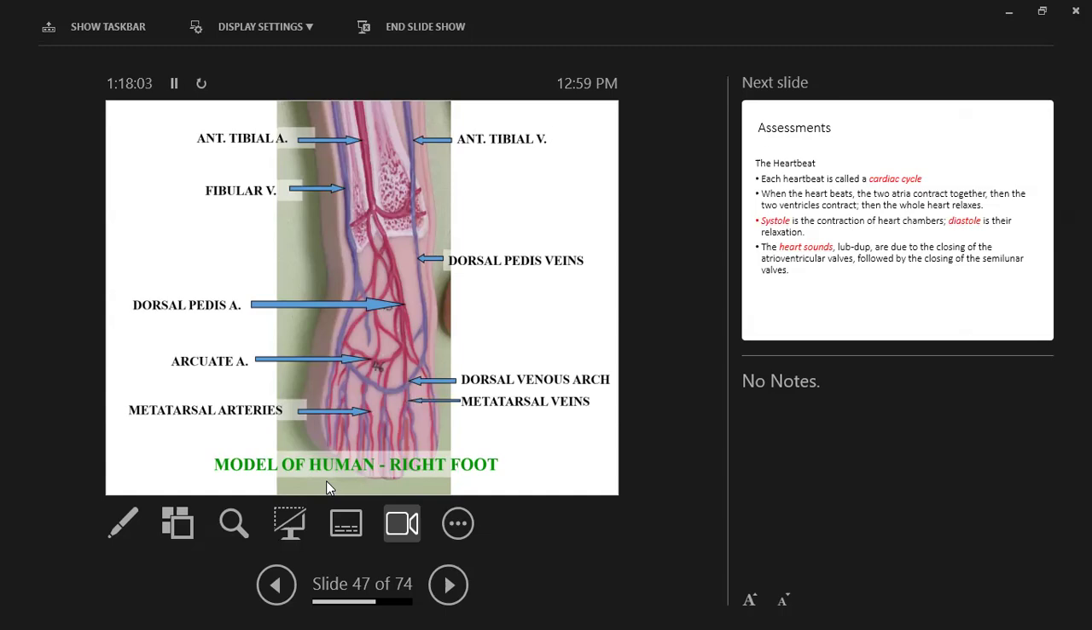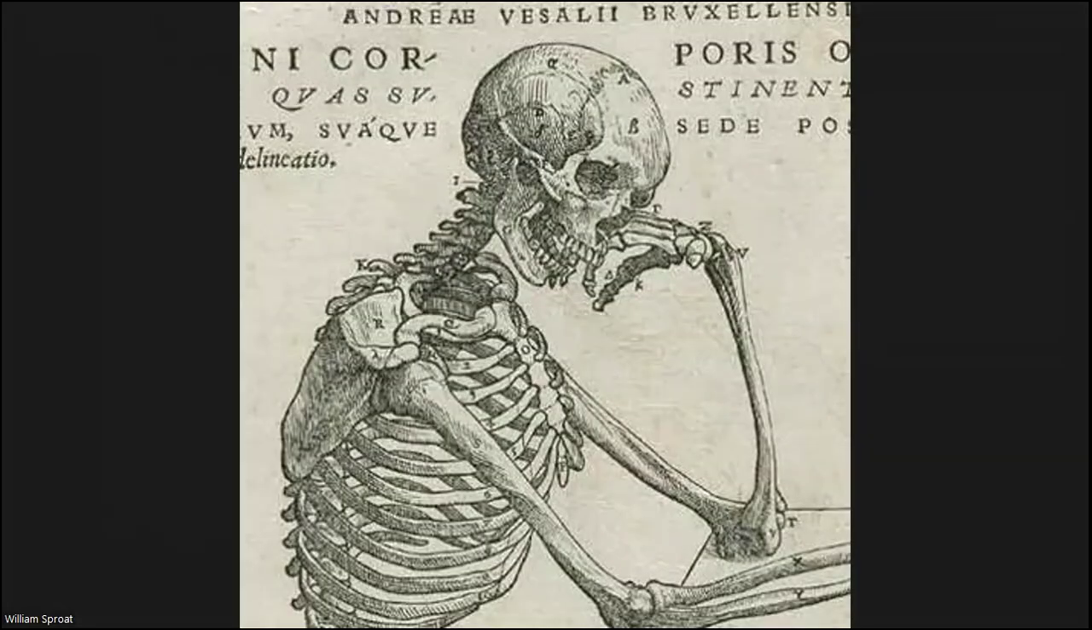Okay, and that is the end of blood vessels. So I hope that wasn't too tedious. And we're going to put an end to that.